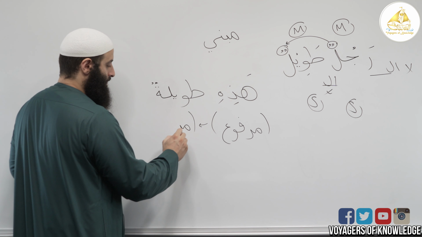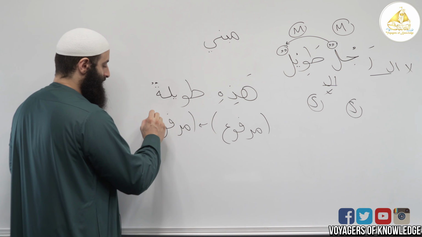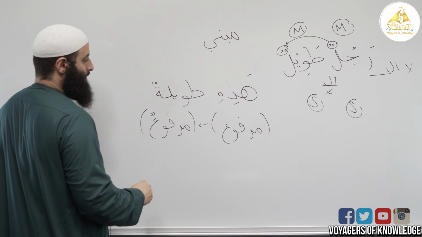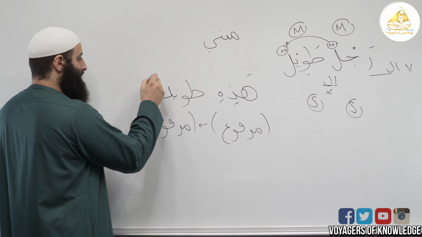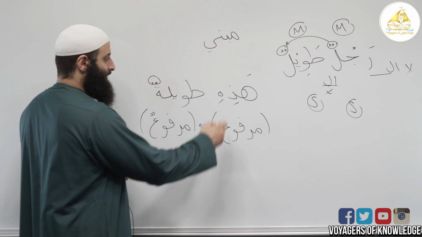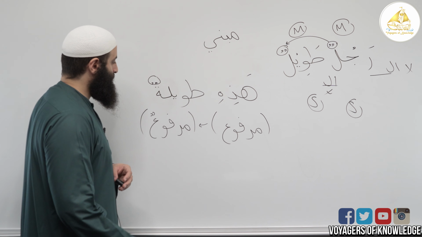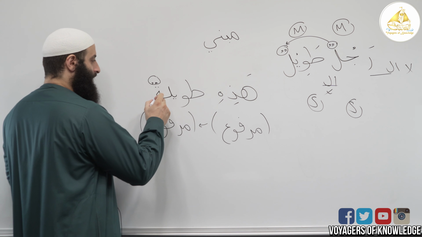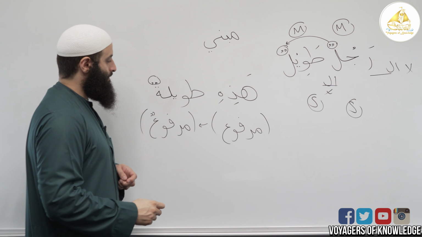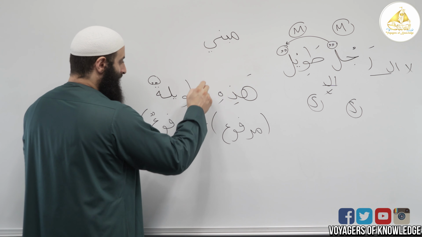Okay? Because it's the description. What's the marfu' state? It ends in dhamma or dhammatain. This is mabni, so this doesn't show. But it's still in the marfu' state. Also, why did we make it feminine? Because this too is feminine. Why is there no alif and no lam?